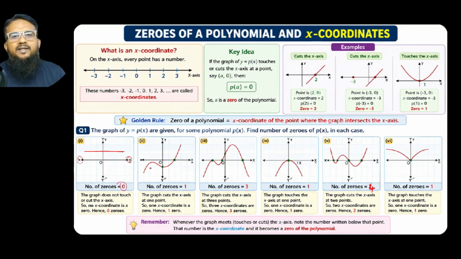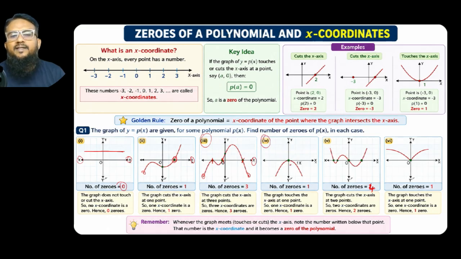In the second one, see, this is the polynomial line and this is the x-axis. The graph cuts the x-axis at only one point. So that's why the number of zeros is 1. See the third one, this is the polynomial line and this is the x-axis. The graph cuts the x-axis at 3 points. See, this is the first point, this is the second point and this is the third point. So the number of zeros is 3.